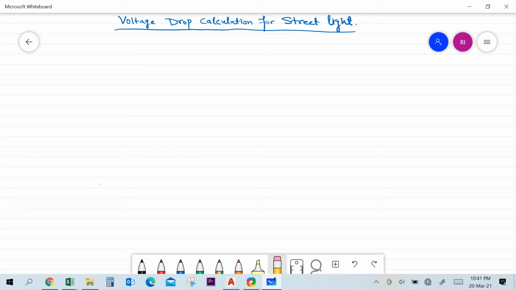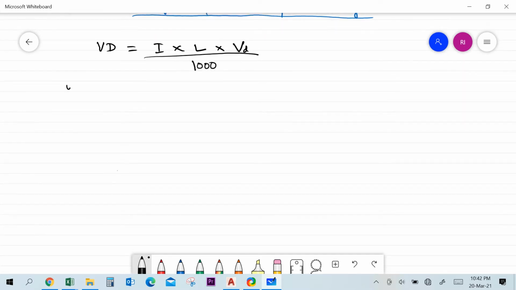I am Rashid and today I am going to show you how to do a voltage drop calculation for street lighting. So first of all I am writing here the voltage drop formula. This is VD is equal to I into L into VD by 1000, where VD equals voltage drop in volt.